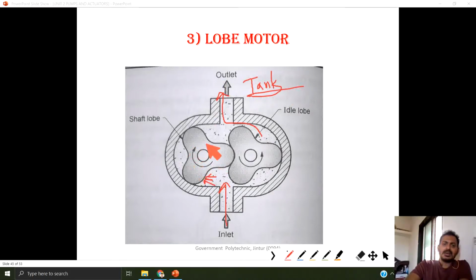Once again, this has continuous rotation. The shaft is connected to this lobe, and the idle lobe is for supporting this shaft lobe. So here, this is the working.